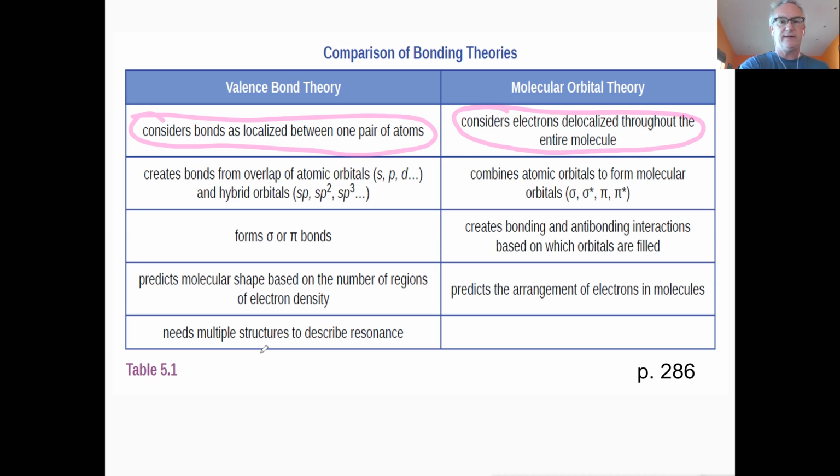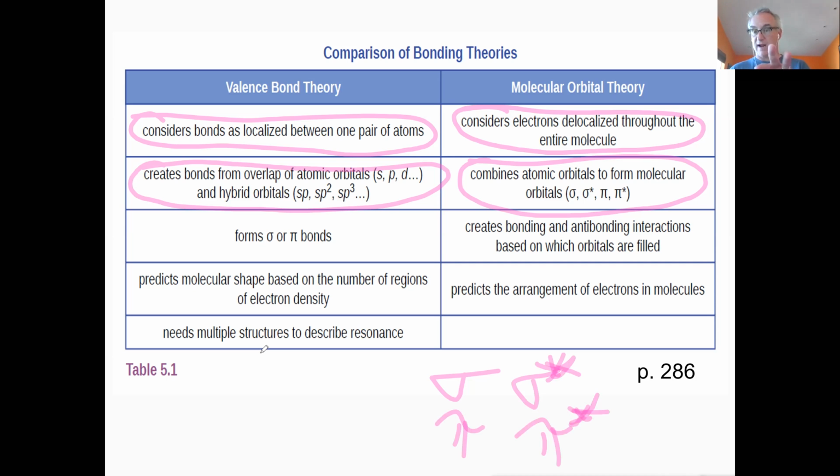Valence bond theory creates bonds with overlap of atomic orbitals, p orbitals for pi bonds and hybrid orbitals for sigma bonds. Molecular orbital theory makes molecular orbitals: either sigma for bonding, sigma star for anti-bonding, pi for bonding, or pi star for anti-bonding. And I'll show you what those look like. So again, sigma bonds, pi bonds, yes. With molecular orbital theory they're both sigma and pi, but it really depends on where the electrons are. Are they in bonding orbitals or anti-bonding orbitals? I'll show you what those are.